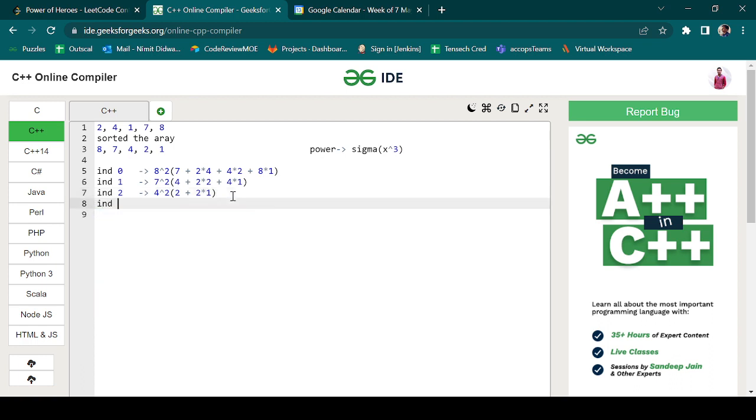Then we will go to this index 3, and for this index 3 we will simply write 2 ka square, because 2 will be the maximum element, and there is only one minimum element left now. So what are the number of groups with maximum element 2 and minimum element 1? We have only one group like that. So for that reason we will simply write 1 here.